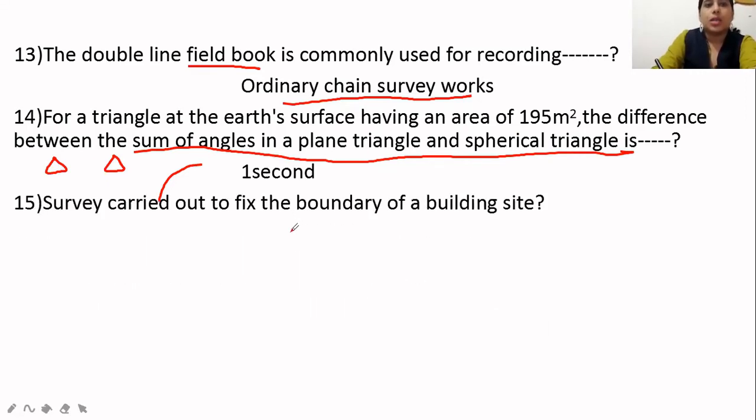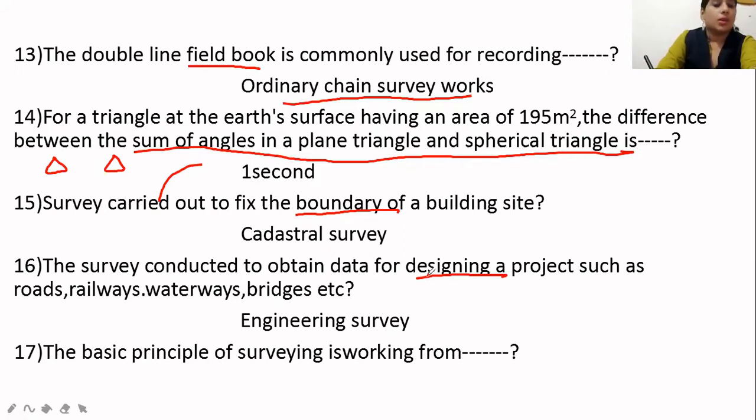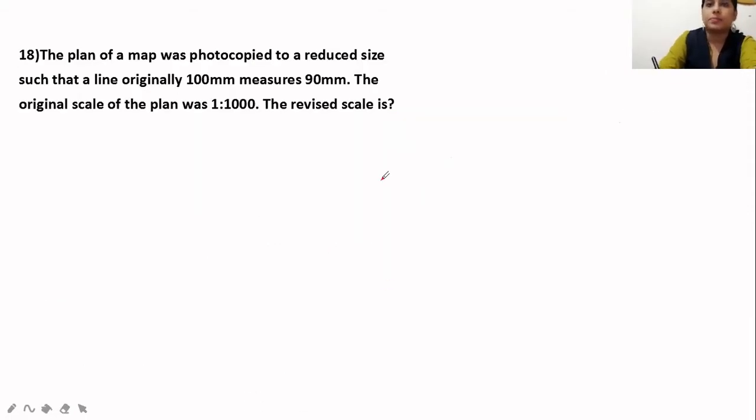Next question. Survey carried out to fix the boundary of a building site. We have studied this. I said that whenever boundary or property comes up, the answer will be cadastral survey. Next question. The survey conducted to obtain the design of a project. Whatever the other options, you don't need to consider them. Designing related, I said already, it should be engineering survey. Next question: the basic principle of surveying is working from what? We discussed it, working from whole to part.